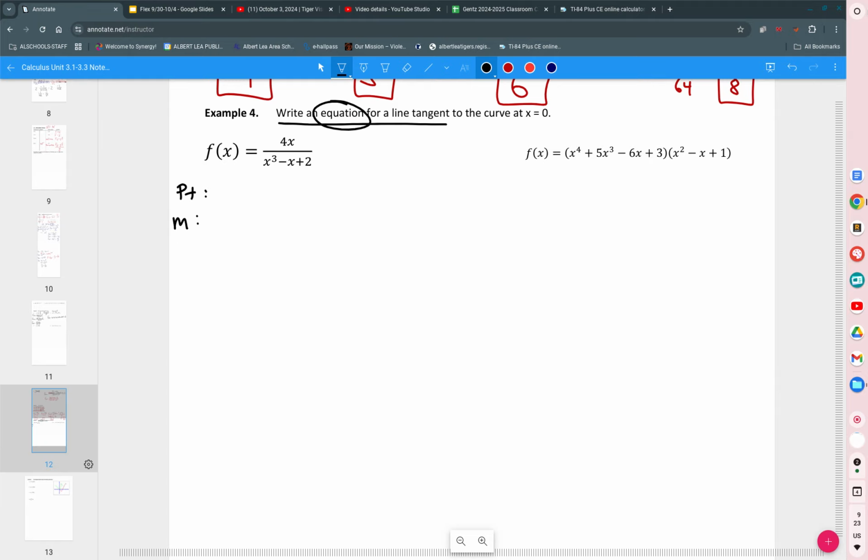What is the x value of my point? 0. How do I find the y value of my point? Plug it in, and I get 0 over 2, which is 0. So it turns out that this is a line that travels right through the origin. Is everybody okay with that? Okay, how do we find slope?